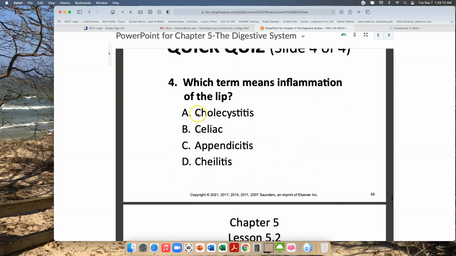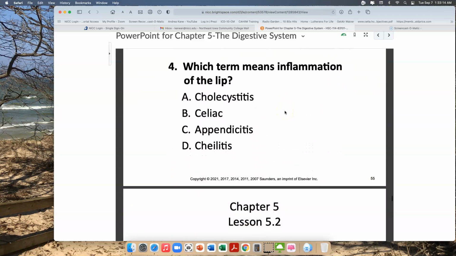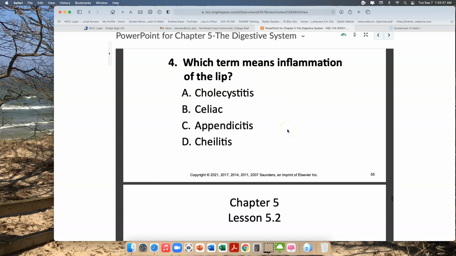All right, which term means inflammation of the lip? Inflammation of the lip. Well, the first thing is you're going to look for inflammation, right? You're going to look for that suffix that means inflammation, and then you're going to go looking for the root word that means lip. And I know that you can get this.